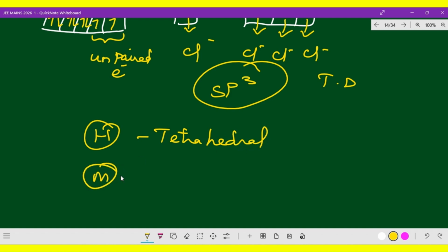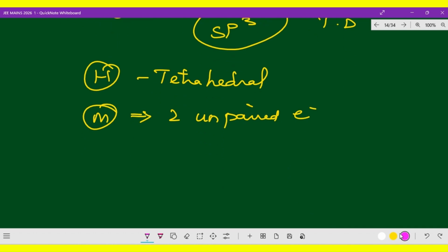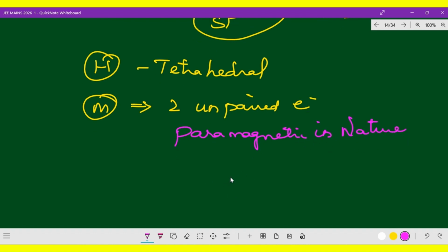And the magnetic property, what is it? Two unpaired electrons. So that is actually what it is. 100% it is paramagnetic in nature. Right, now the Bohr magneton.